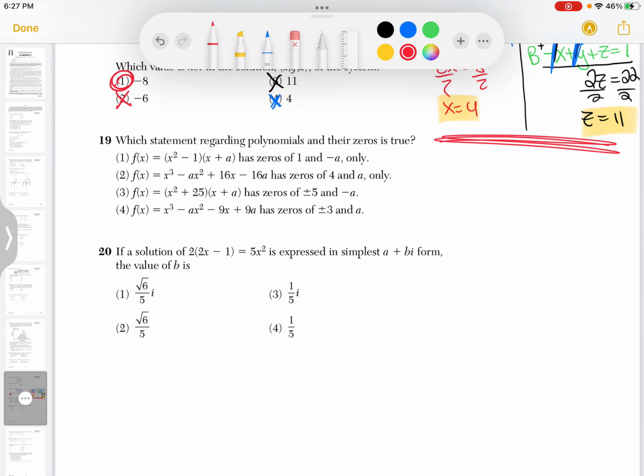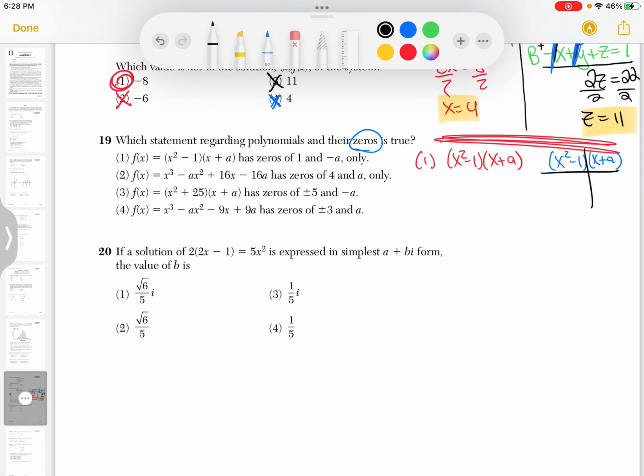Okay. So number 19 says, which statement regarding polynomials and their zeros is true? So for choice 1, it says x squared minus 1 and x plus a. I know there's two variables in this. Don't panic. If we're talking about zeros, we are teeing this up and finding the answers. That's what finding the zeros means. But when you find the zeros, you want to make sure that you are completely factored. So there's two different ways that you can do choice 1, and I'm going to show you both of them.